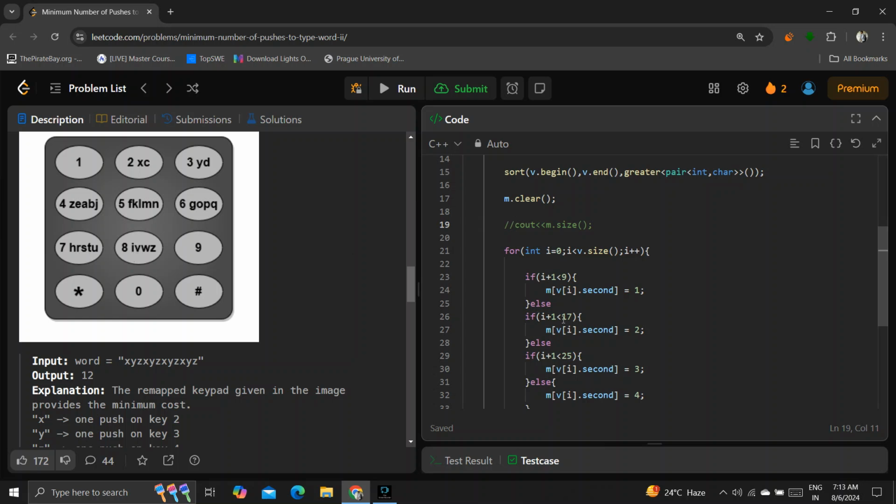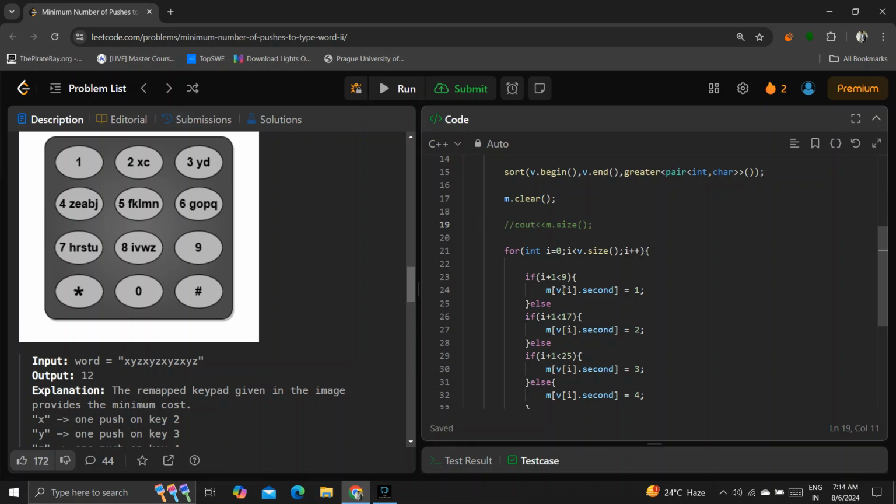Now if we have filled all the 8 characters, suppose our vector has how many characters? 26 characters are there. If our characters are 8 only, then we map each of them to each one of these keys, so that I have to press only one time for each key.